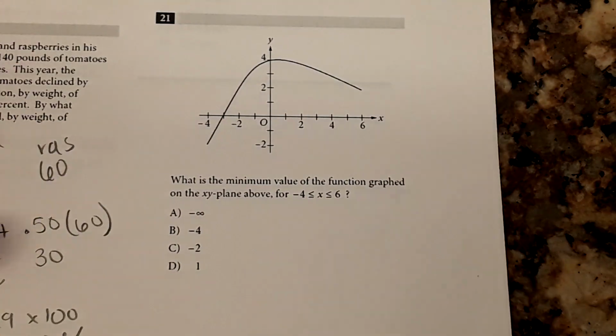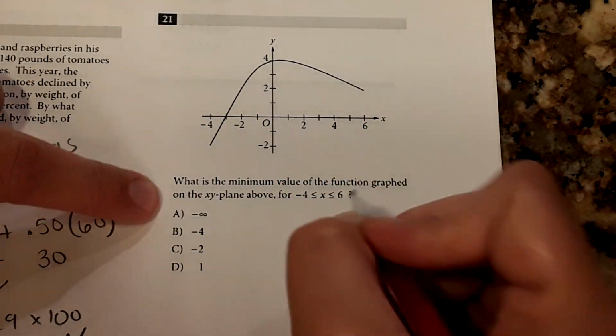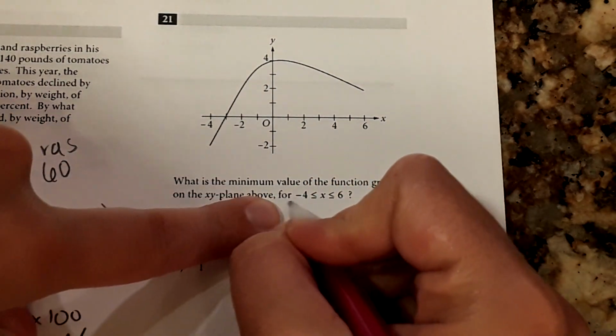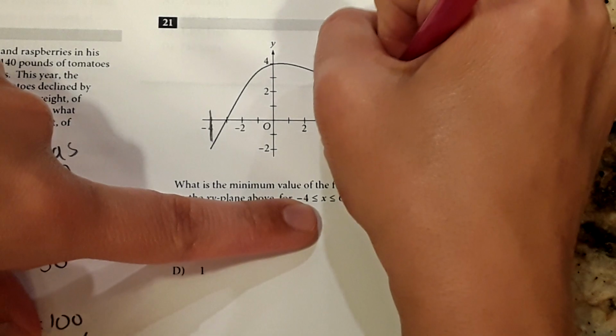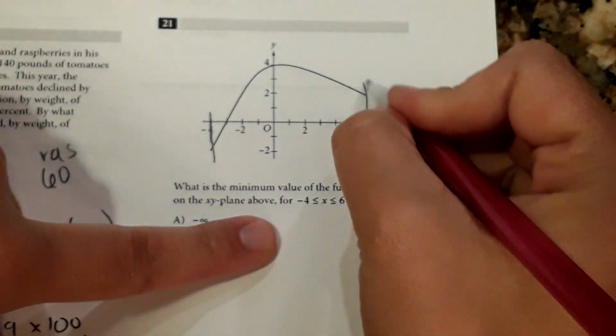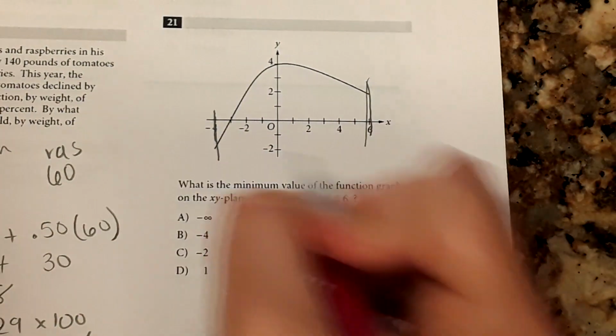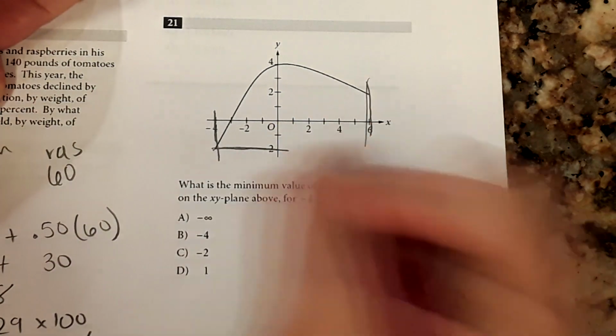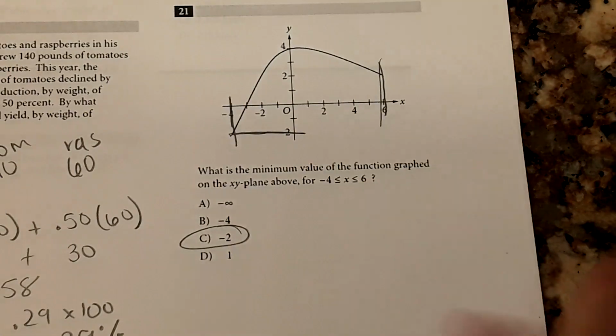21. Reading the graph, what is the minimum value of the function graphed above for x from -4 to +6? So in this portion of the graph, the minimum right here is at -2.